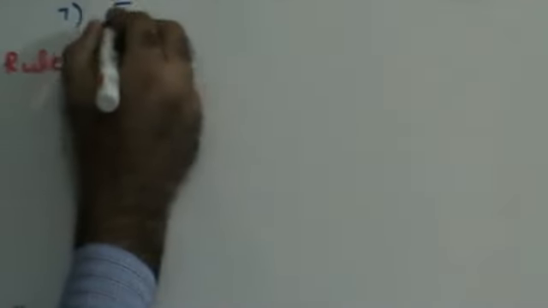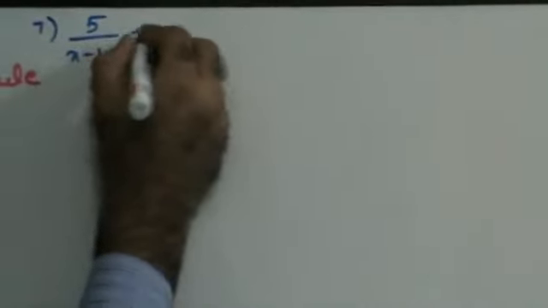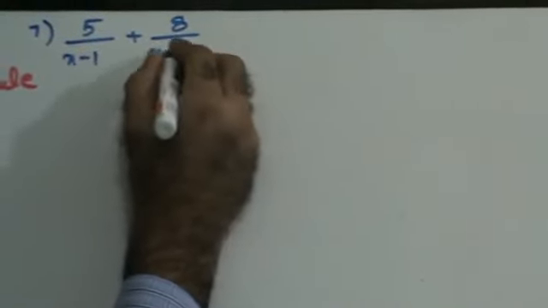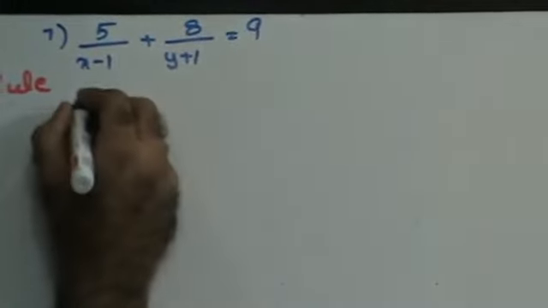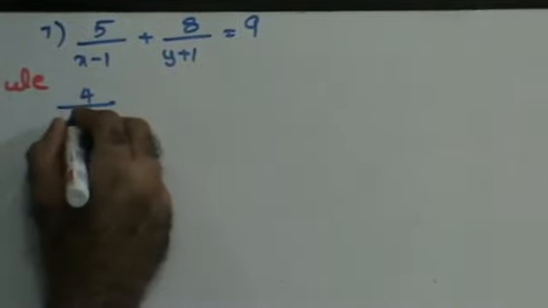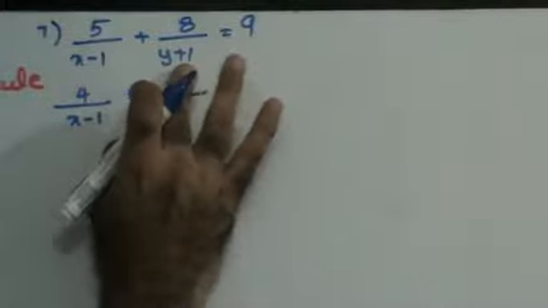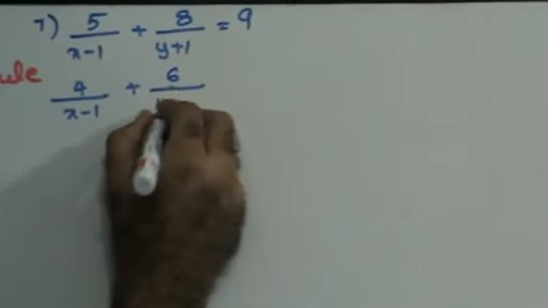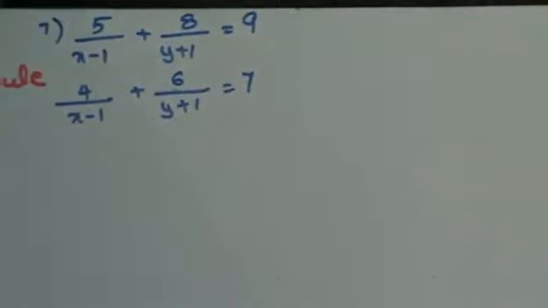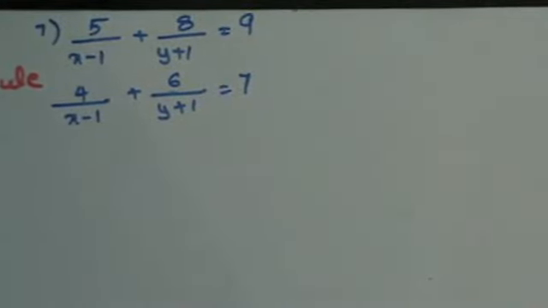Now suppose they gave you a sum like this. 5 upon x minus 1 plus 8 upon y plus 1 is 9, and 4 upon x minus 1 plus 6 upon y plus 1 is 7. You have to solve this using Cramer's rule. So in this case, I have a denominator. How do I get rid of the denominator?